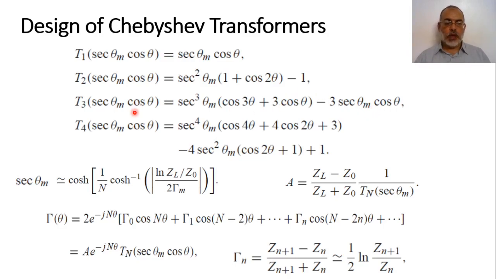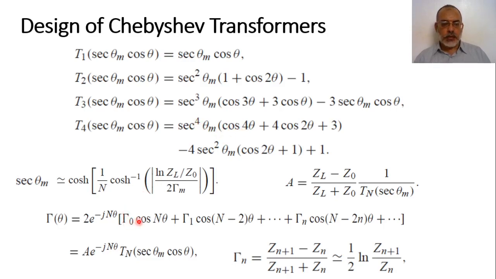So, for example, if we are planning to design a Chebyshev polynomial of order 4, which is here the term 4, we have gamma naught cosine 4 theta. Gamma naught cosine 4 theta multiplied by 2 would equal the magnitude A multiplied by sec to the power 4 theta m multiplied by cosine 4 theta.